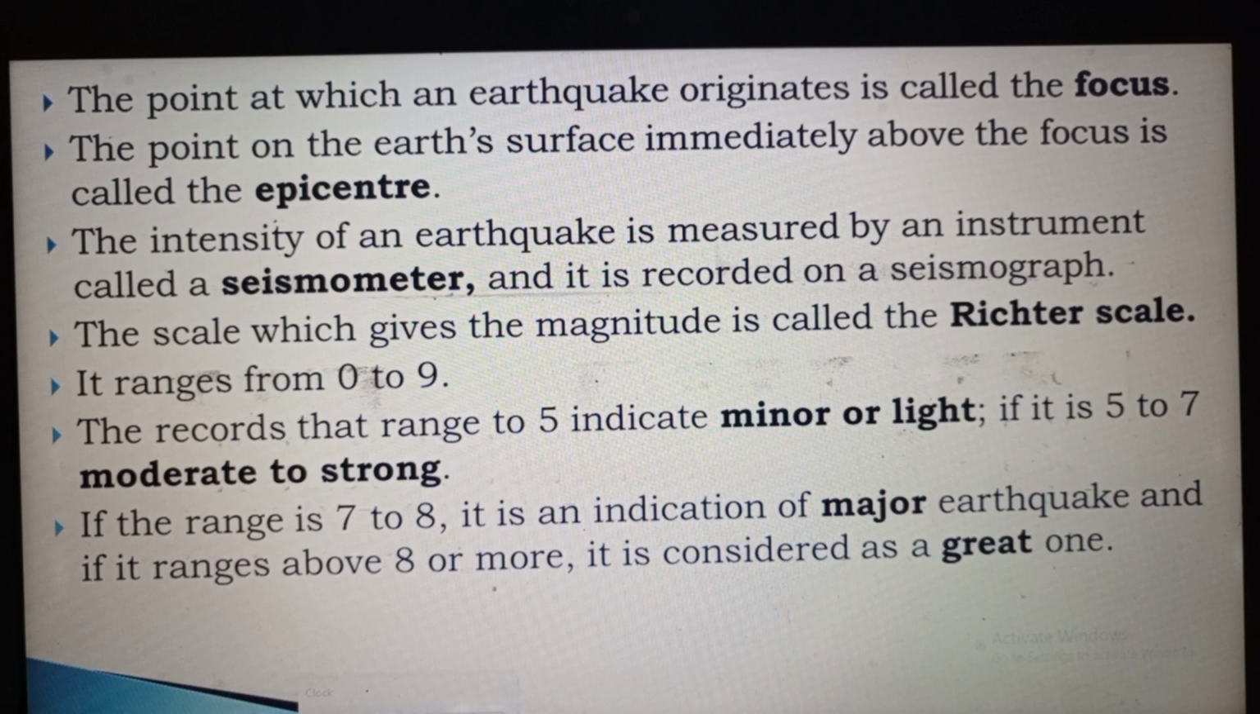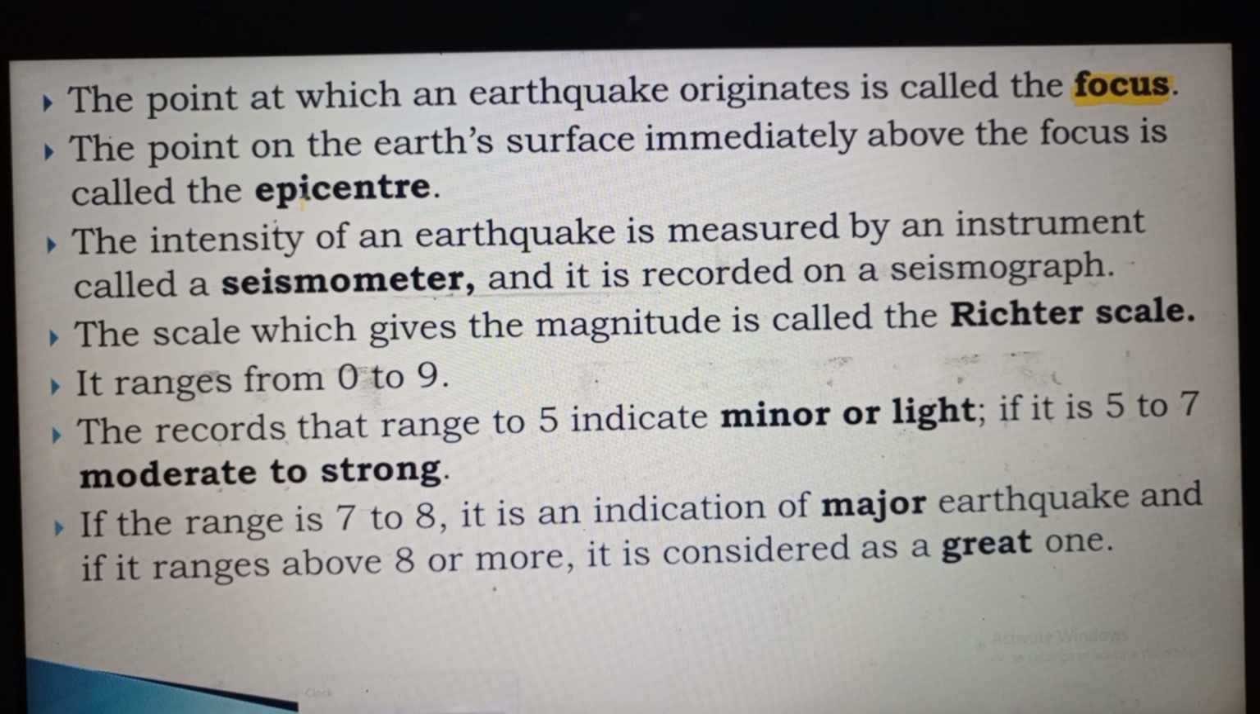The point at which an earthquake originates is called the focus. So focus is a place or a point at which the earthquake starts. This point is the starting point of the shaking of the earth.